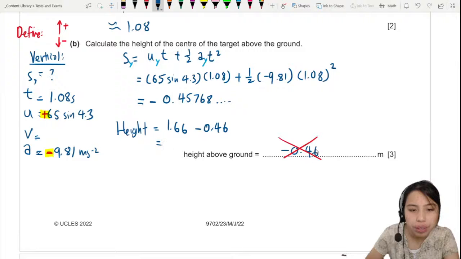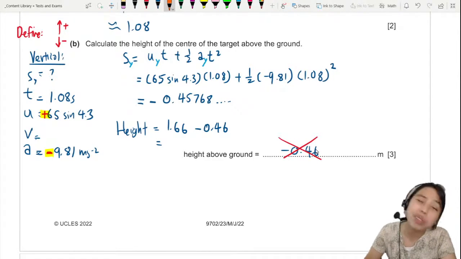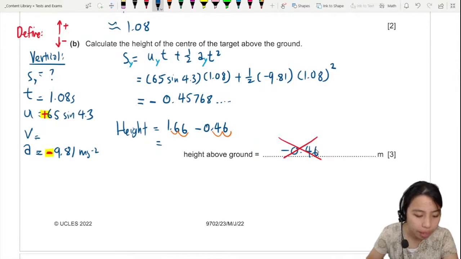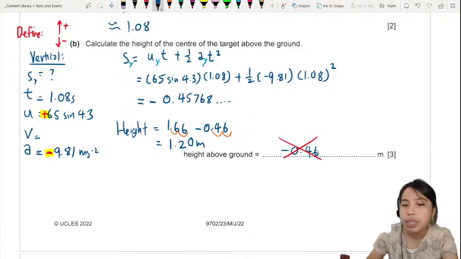I round it off to have the same significant figures, the same decimal place, 1, 2, 1, 2, easier to subtract. So this will give me 1.20 meters. So the answer is not 0.46, it is 1.2.